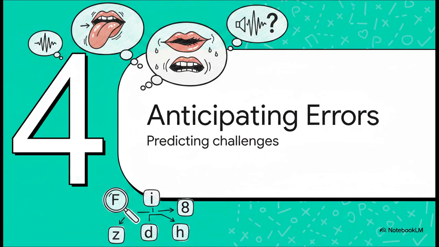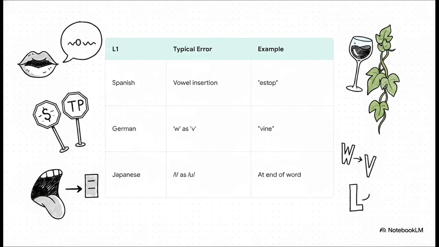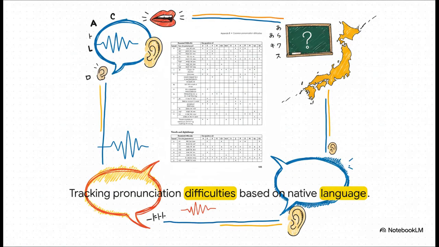Now for Section 4, we need to talk about anticipating common articulation errors. Because pronunciation is heavily influenced by a learner's first language, their L1, we see very predictable patterns. This is actually great news for us. For example, Spanish speakers consistently struggle with consonant clusters starting with S, often inserting a vowel to make it easier to say. So stop becomes estop. German speakers might pronounce the W as a V, turning wine into vine. The source material provides a comprehensive chart tracking these L1 specific challenges.